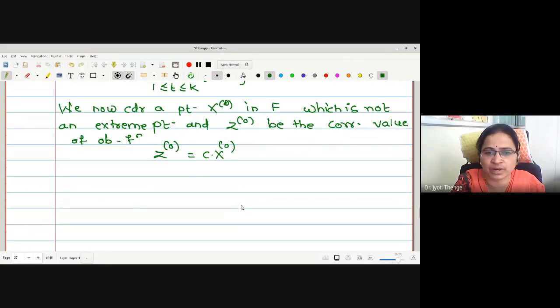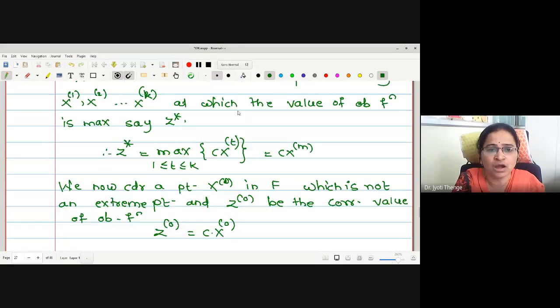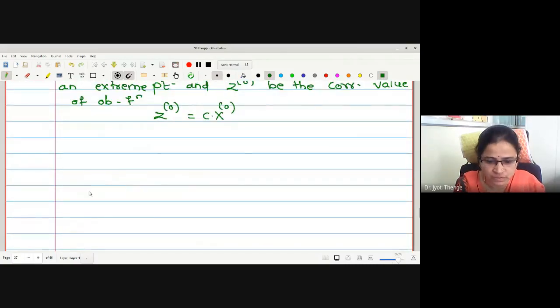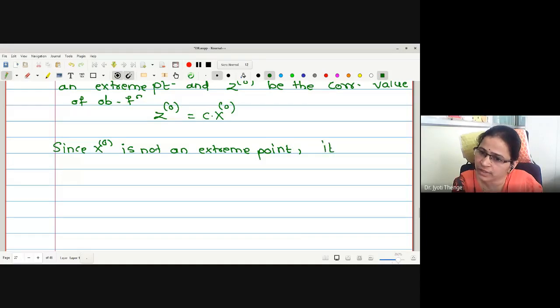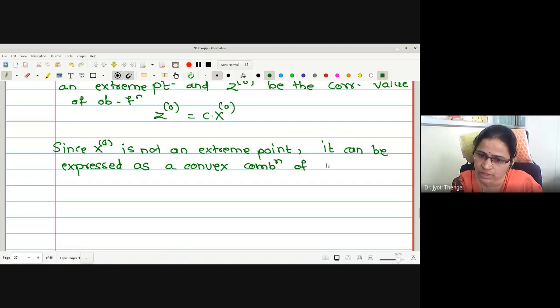Now we will make use of the property that x0 is not extreme. Not extreme means I can write x0 as a convex combination of the points in the feasible region, that is, x1 to xk. Here I will write: since x0 is not an extreme point, therefore it can be expressed as a convex combination of these extreme points.